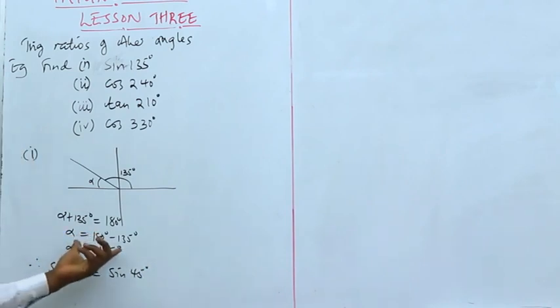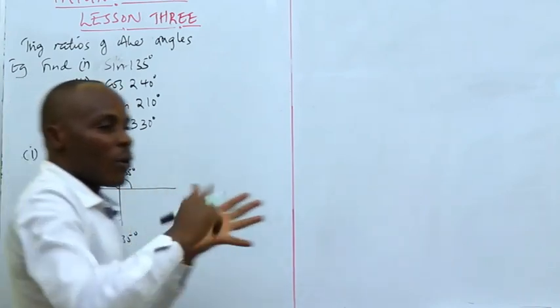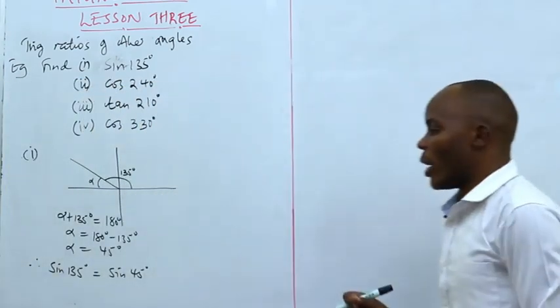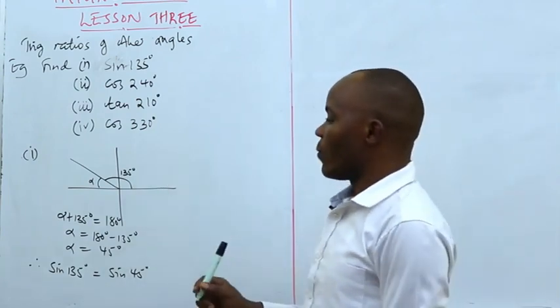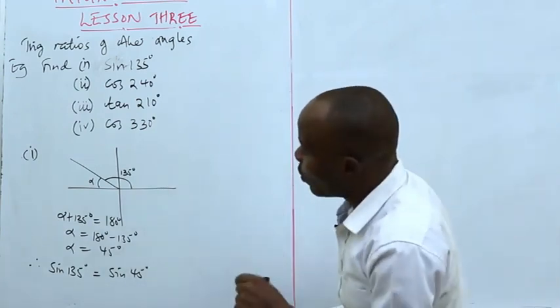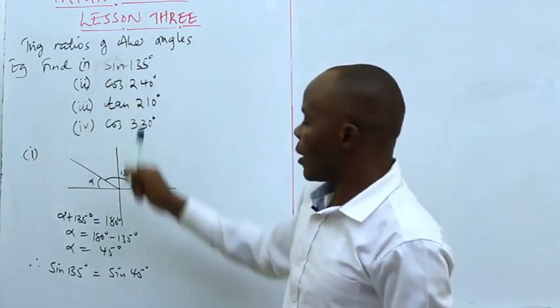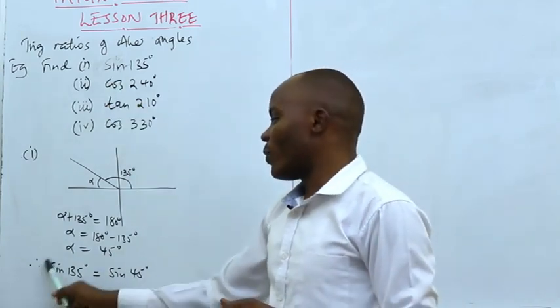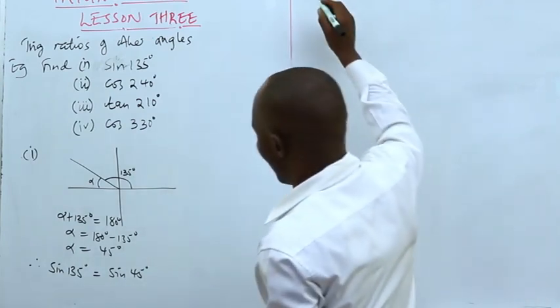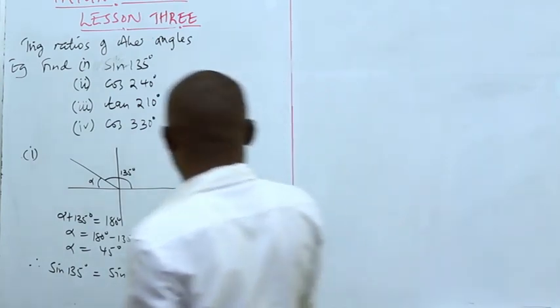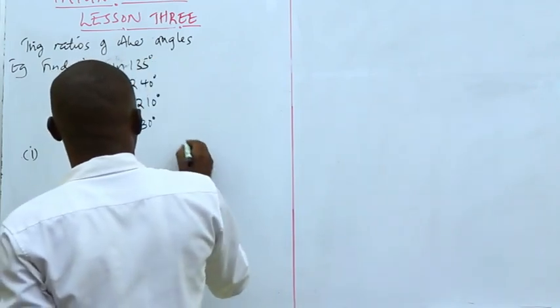Why? The reason is, as I'm going to mention: the sine of all angles in the first quadrant is positive, and so in the second quadrant, even the sine of 135 is also positive. If I go to the next one, can I fix it here? Yes, I can.